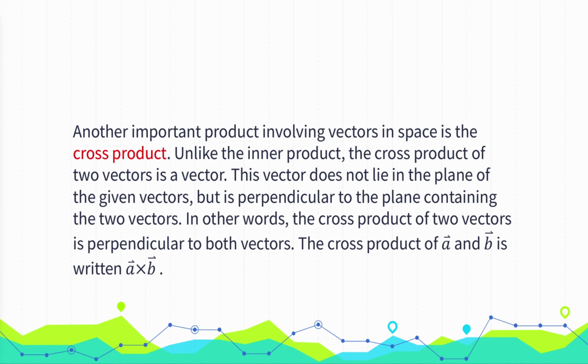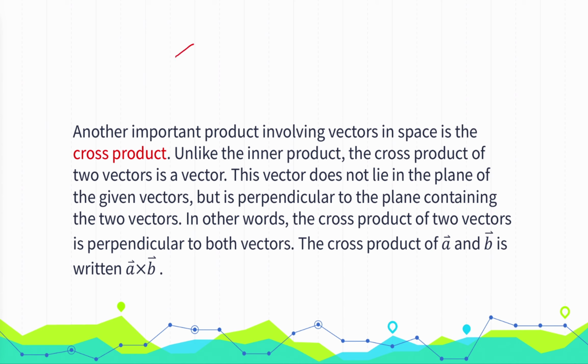Another important product involving vectors is the cross product. The cross product only works for three-dimensional vectors. So the cross product of two vectors is a vector. This vector is not in the same plane as the vectors. It's perpendicular to the plane containing the two vectors.